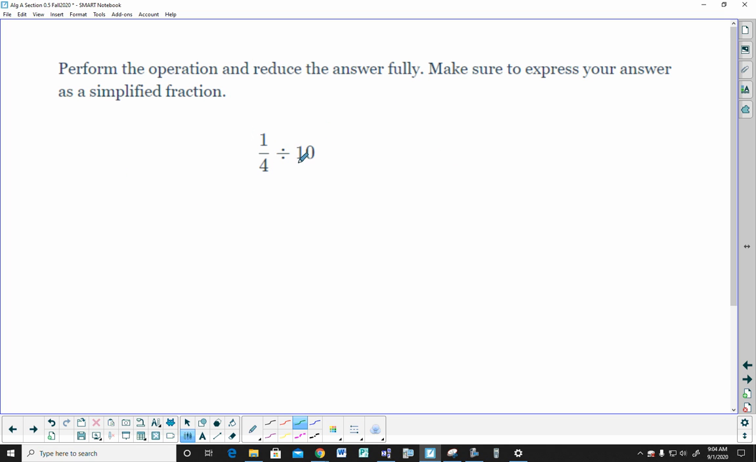When you have a whole number, put it over 1. It's dividing, so you hold the first one still, times, flip the second one. Nothing's canceling, so you just multiply straight across. 1 times 1 is 1. 4 times 10 is 40. 1/40th. That's your answer.